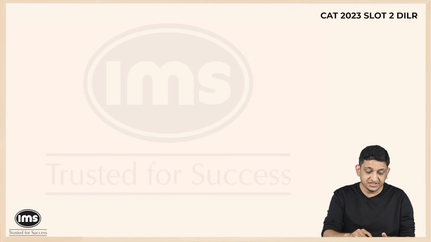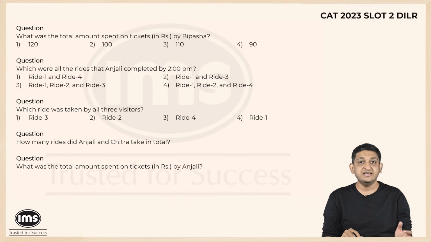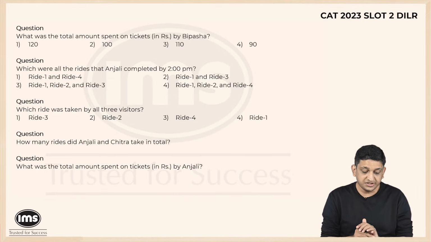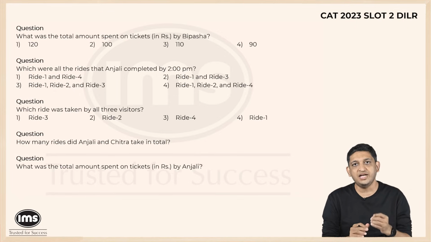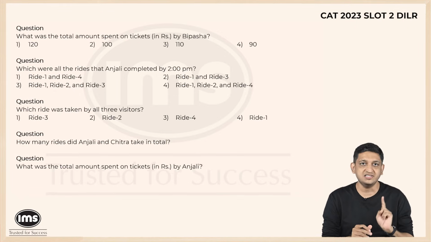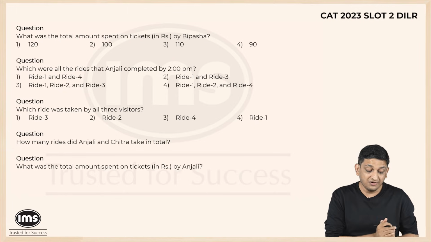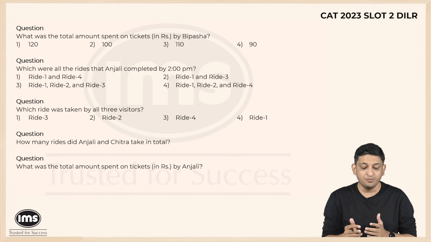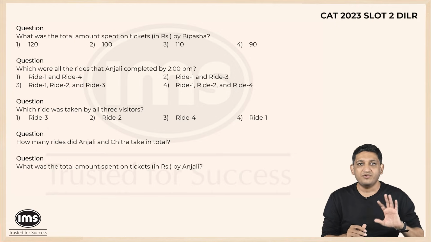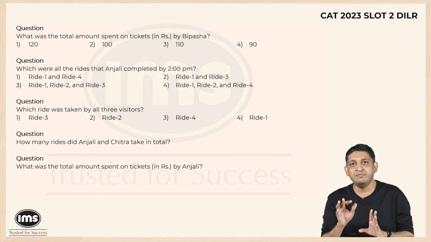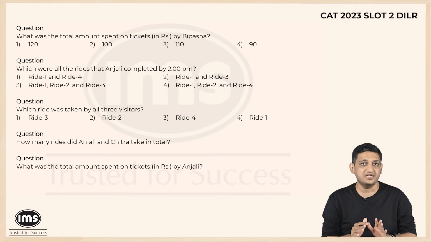Now let's look at the questions that we have, and then we can look at the solution of this one. What was the total amount spent on tickets by Bipasha? There are proper numbers here. We know that we are going to get exactly one correct answer to this particular question. Which were the rides that Anjali completed by 2 p.m.? Again, these are very specific answers. We do not have "cannot be determined." Rides 1 and 2 and 3 might be possible. We don't have those kind of statements here, right? We have proper answers. We know that one of these definitely has to be the answer.